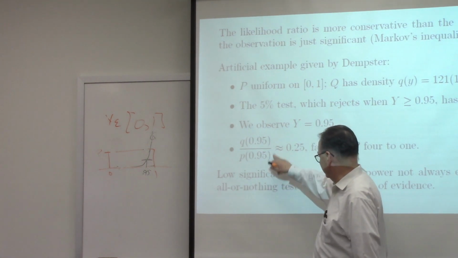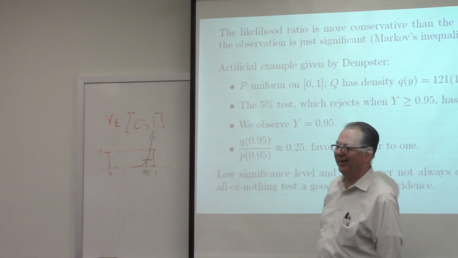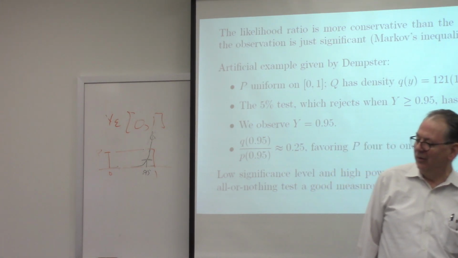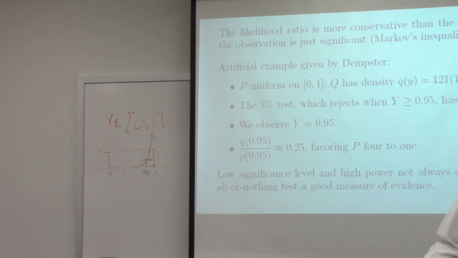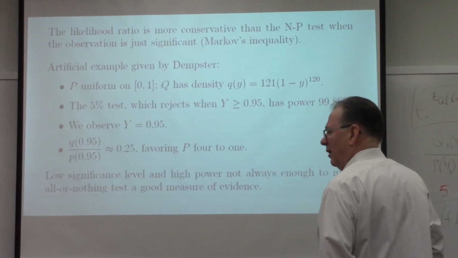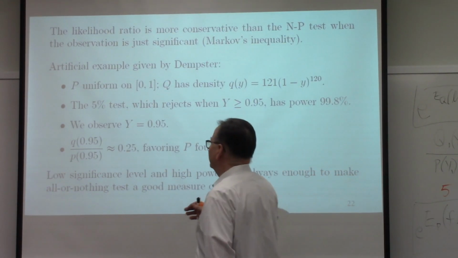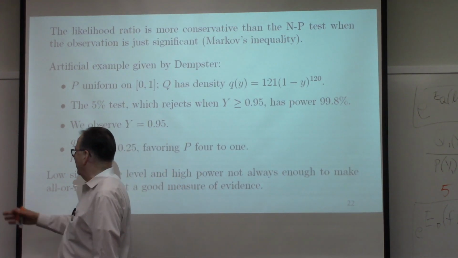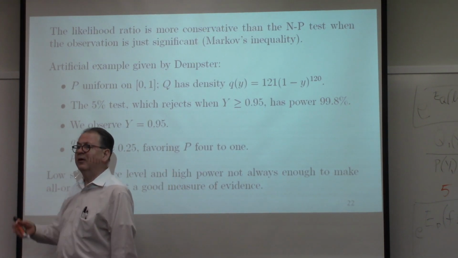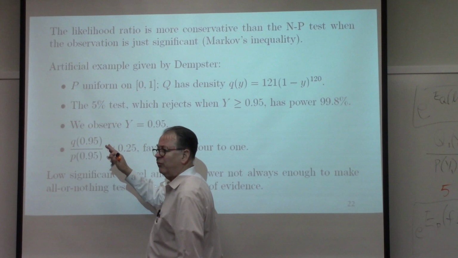You just put a dx in or a dy. So it is puzzling what to say then. Well, it's saying that this concept of power is not on target. This example was made up by Dempster, who was not giving my betting interpretation, but he was just arguing the likelihood ratio is better.